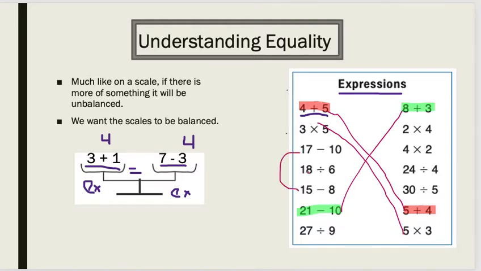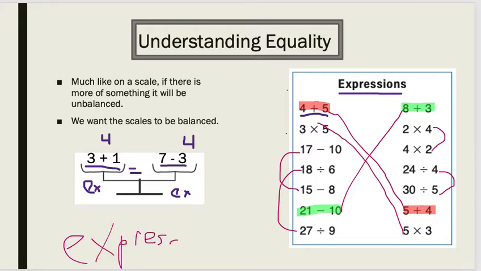18 divided by 6, that's going to be 3. Let's find another one that's also 3. Oh, found it right here. 27 divided by 9. 2 times 4 is the same as 4 times 2, which means these two are also paired together. So what we're showing is that with different operations, there are different expressions, and that's really the word we're focusing on, expressions.